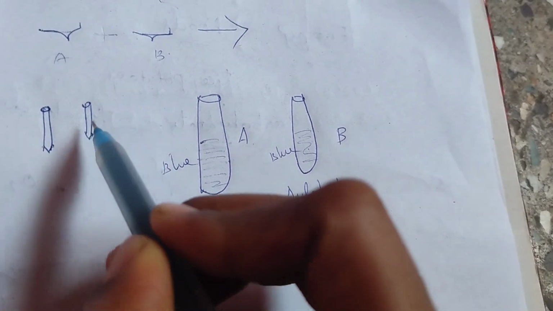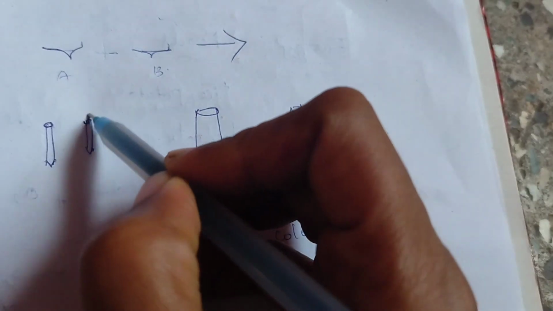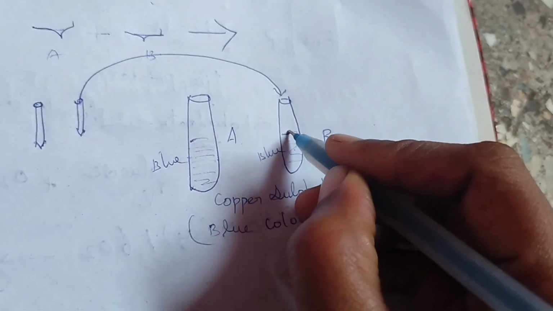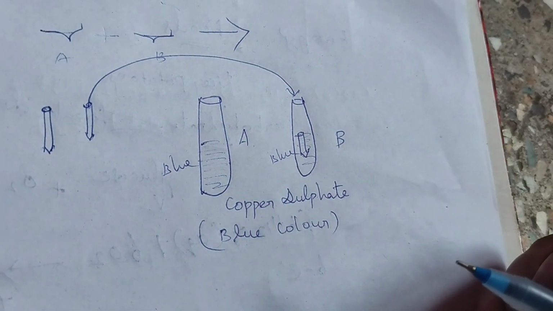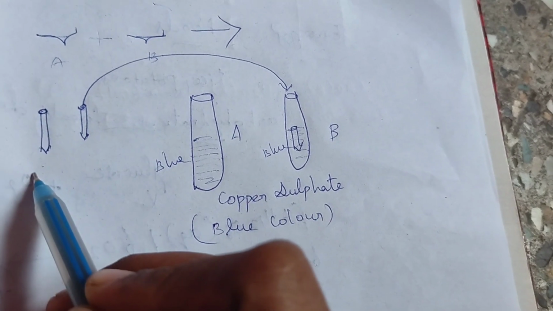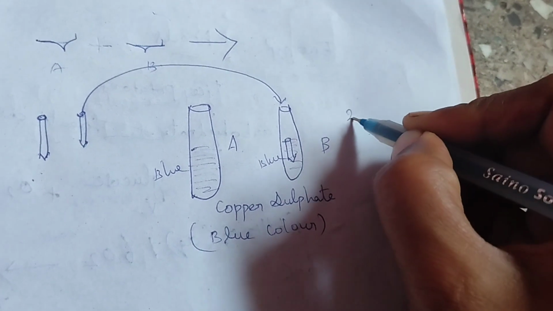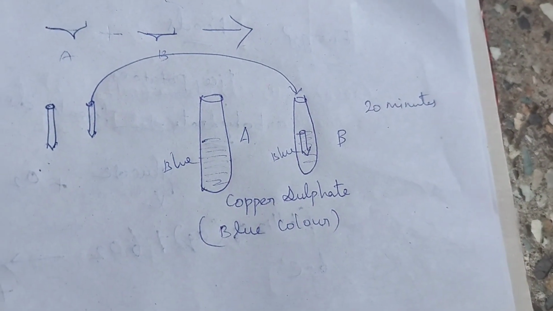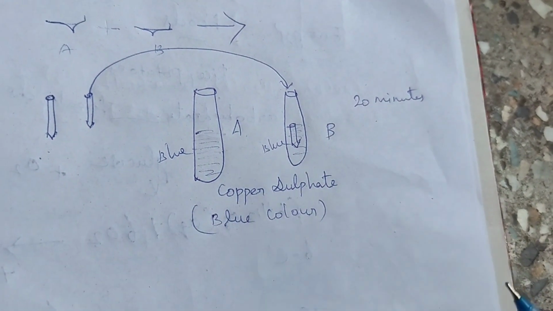Now I am going to immerse one iron nail in this test tube. Inside the test tube I am keeping that iron nail, and another iron nail I am keeping aside, away from the test tube, for comparison. Wait for 20 minutes. After 20 minutes, I will observe what changes occur in both test tubes.